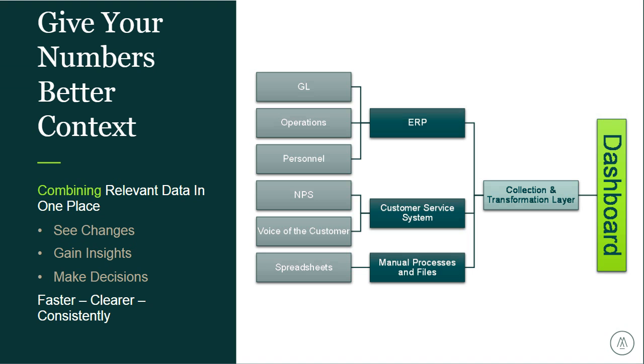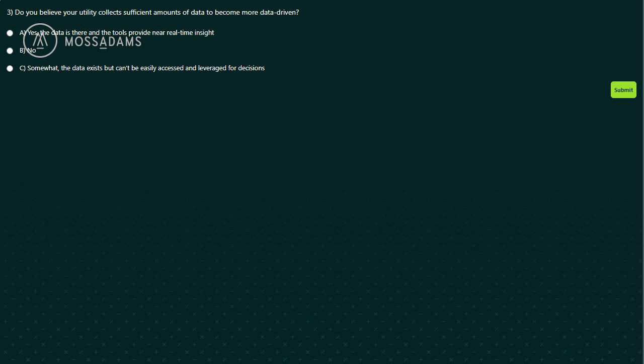And again, the whole point here is we want everybody to have the same source of truth. We want them to have quick and reliable access to that information, which sometimes is really difficult to get. And with that, we're going to go to our next polling question.